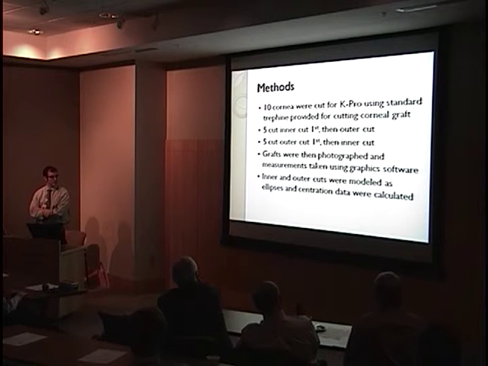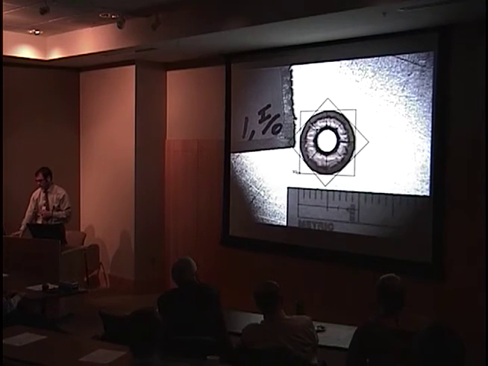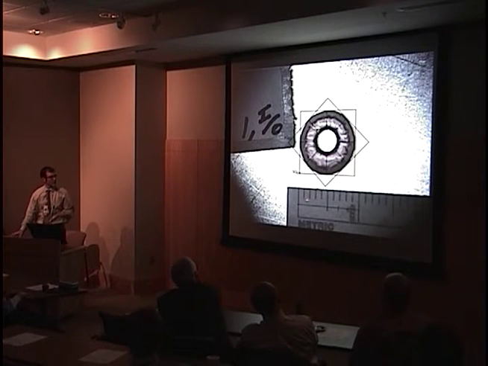Five I cut the inner first and then the outer, and five I cut the outer and then the inner. I photographed the grafts, made measurements, and then modeled them as ellipses and calculated where the centers are. And so this is how I did the measurements. So I have each axis, and I get 8 data points for the outer and inner. And that's the first one I cut. And you can see I didn't get it that centered.